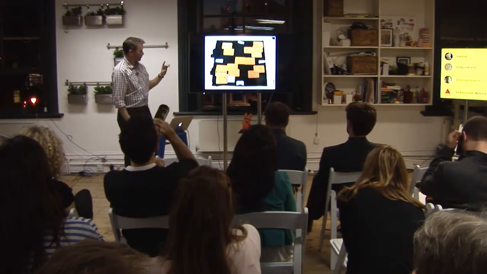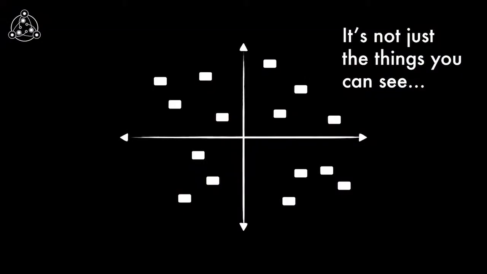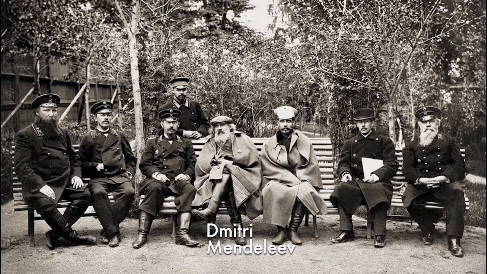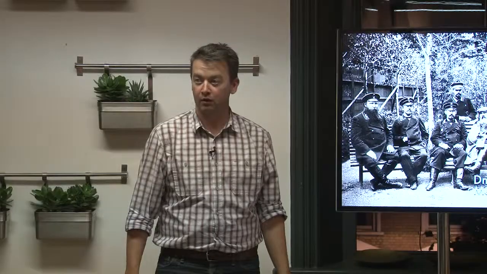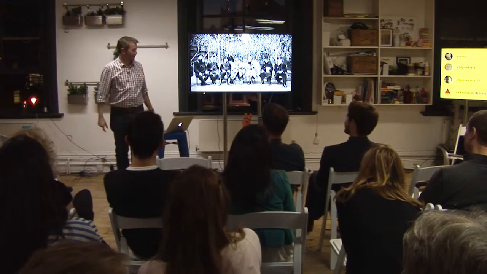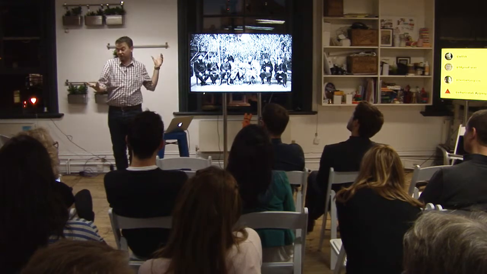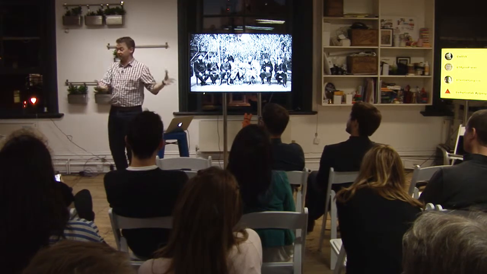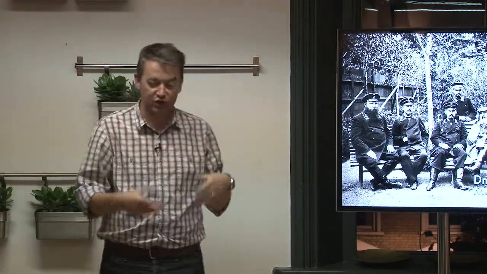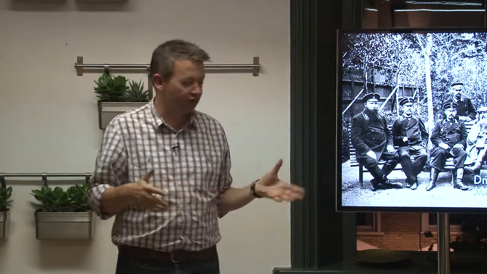The final thing I'd say about mapping is it's not just the stuff that you can see that's important, it's the stuff that you can't. Does anybody know who Dmitri Mendeleev is? Yes. Who is he? Indeed he is. He's the guy that discovered, probably not invented, because it probably existed before. He just found it. And the way that he found it is interesting.